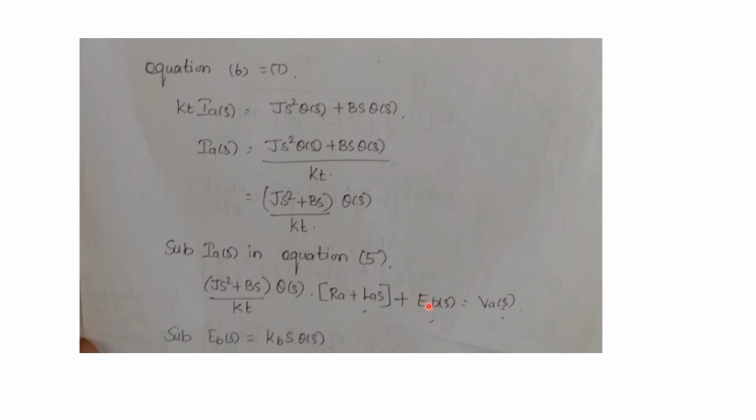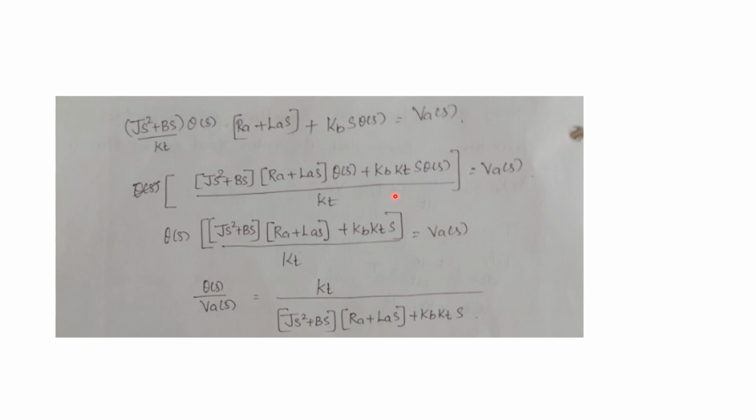Now all the 4 equations are involved here. If we substitute the EB of S and also IA of S, the equation will be like this. Our aim is to find theta of s divided by VA of s. On the right side we have VA of s, so on the left side we have to take theta of s as common.